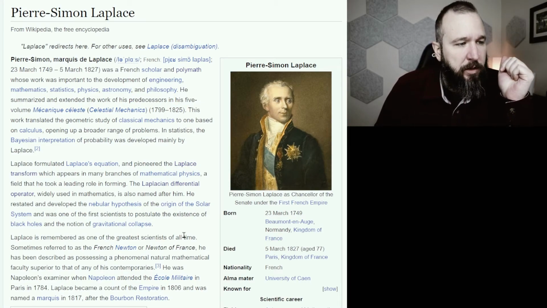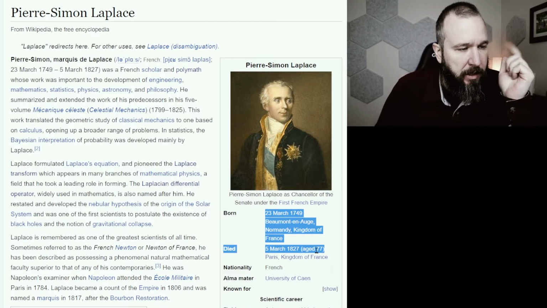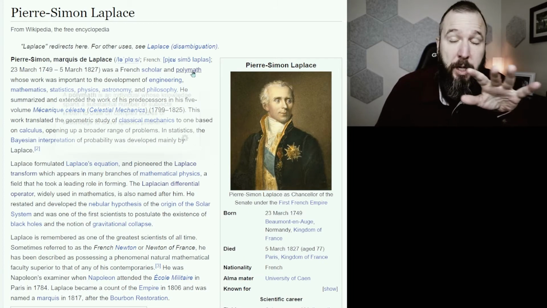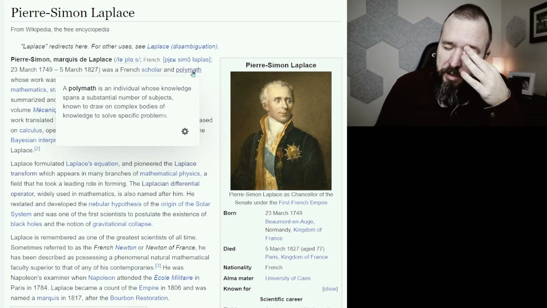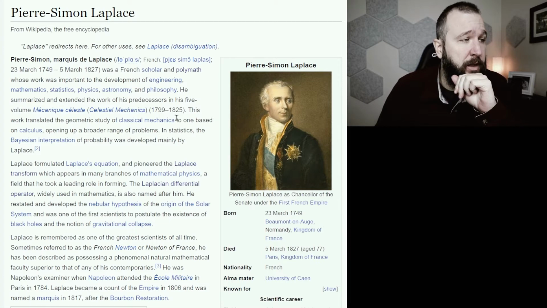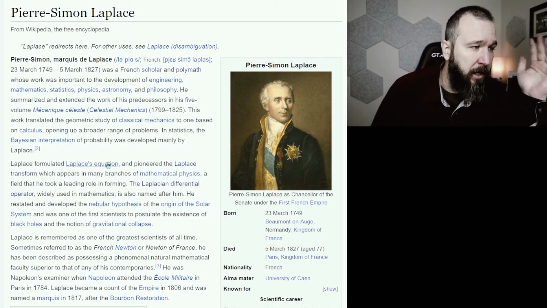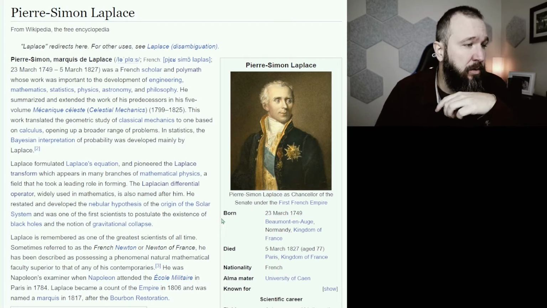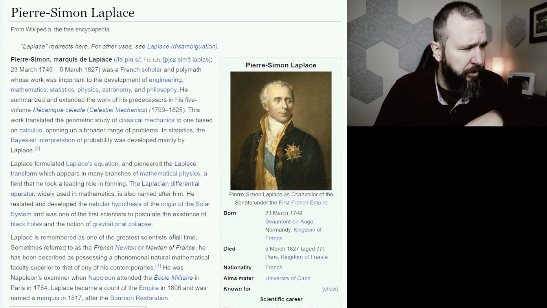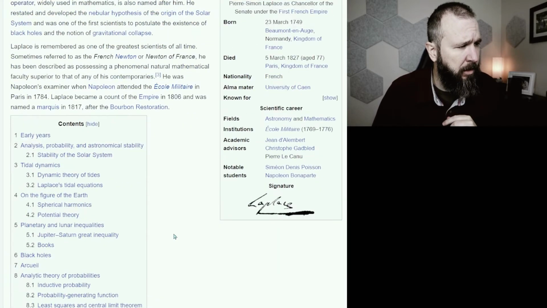Pierre-Simon Laplace was a French mathematician who was alive in the 1700s and early 1800s. And he was a polymath, which is just a fancy way of saying Renaissance man. He made contributions to a lot of different things: celestial mechanics, classical mechanics, probability, this thing called Laplace's equation, which is really beautiful, the Laplacian differential operator, love this, and also the Laplace transform, which we're going to talk about here.